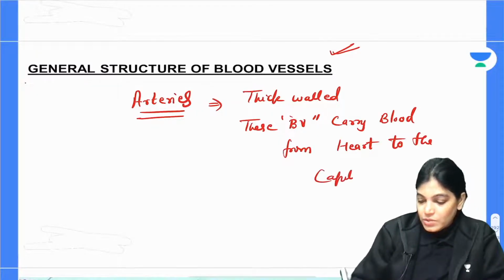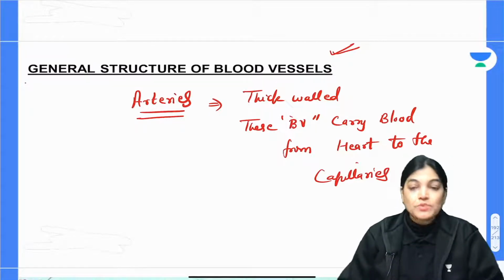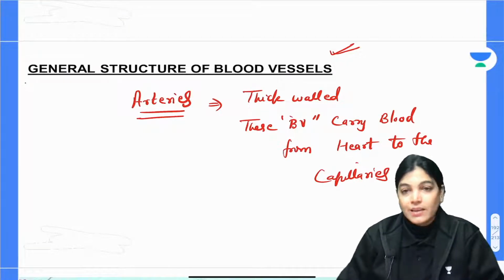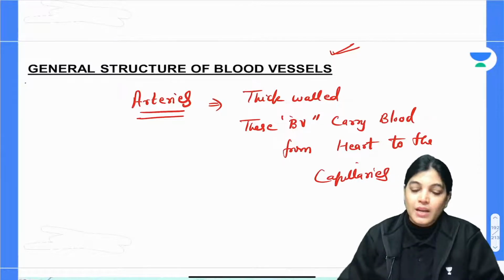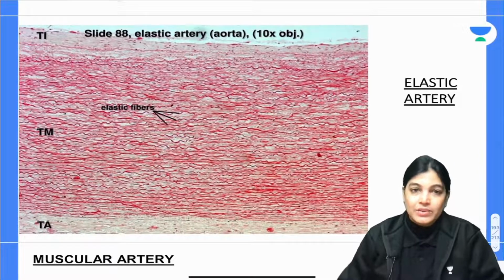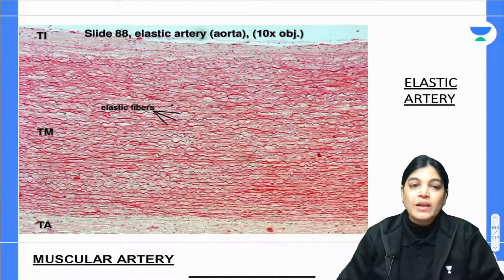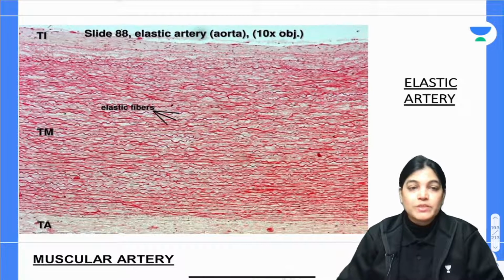Now I would like to describe the individual types of arteries. In this category I would like to describe the great arteries, large arteries, which are also called elastic arteries, and then the muscular arteries. Here is a diagram showing the elastic artery, which is exactly how it looks under the microscope. The histological image is shown at 10x power.